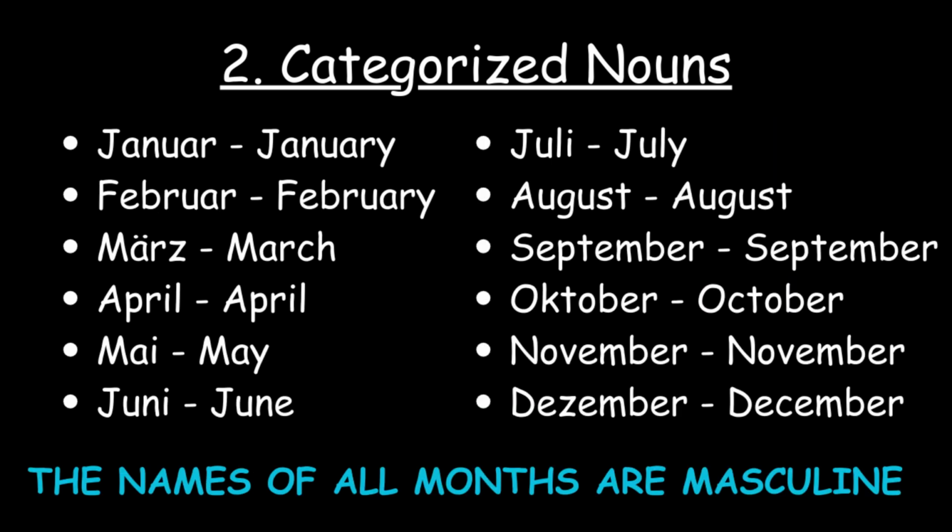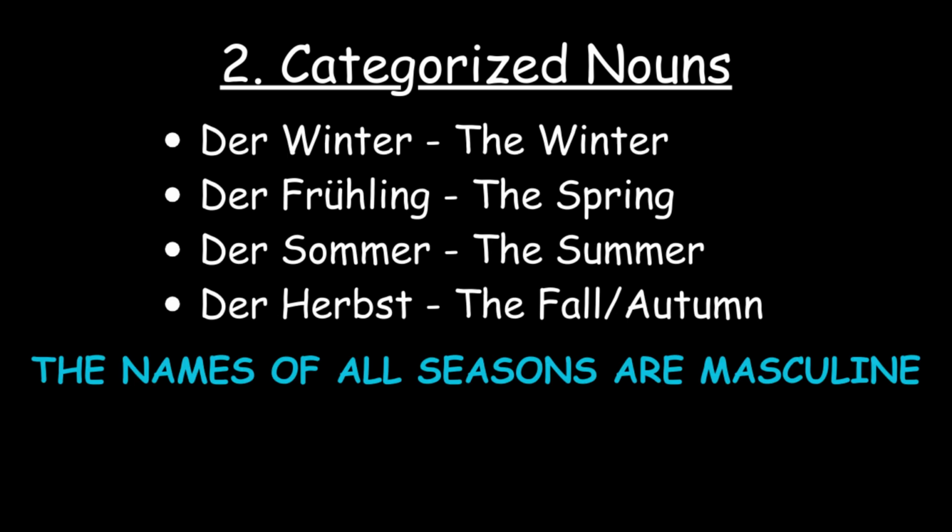The names of all months are also masculine. Januar, Februar, März, April, Mai, Juni, Juli, August, September, Oktober, November, Dezember. The names of all seasons are also masculine. Der Winter, der Frühling, der Sommer, der Herbst. This is another way to identify masculine nouns.